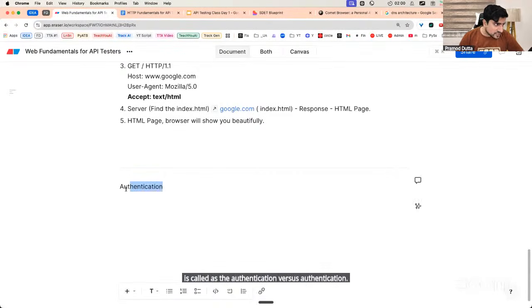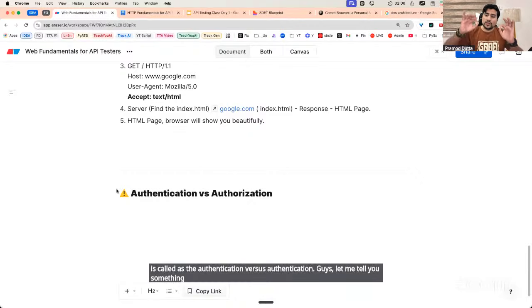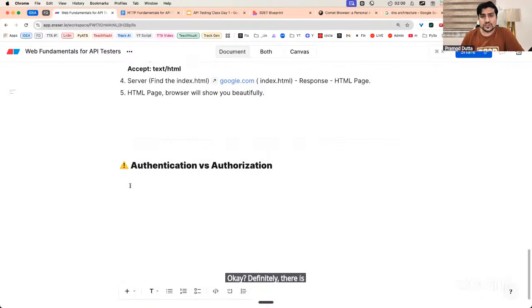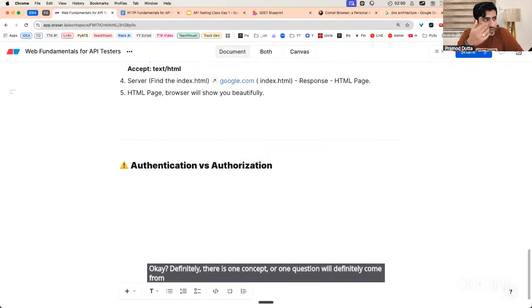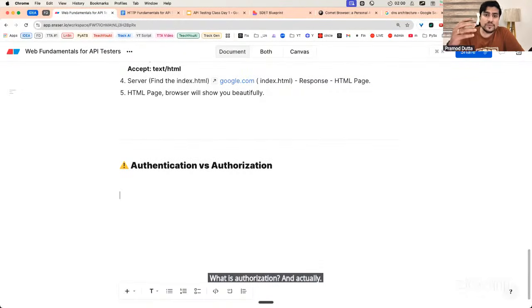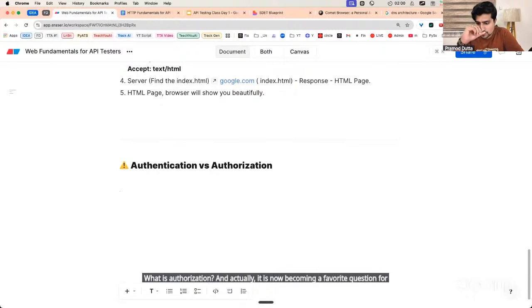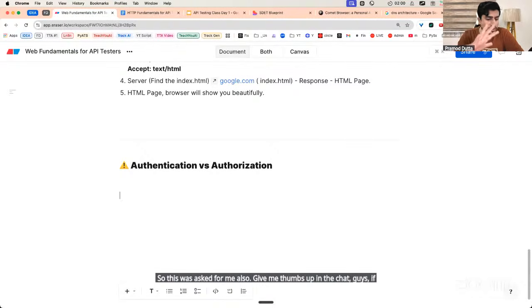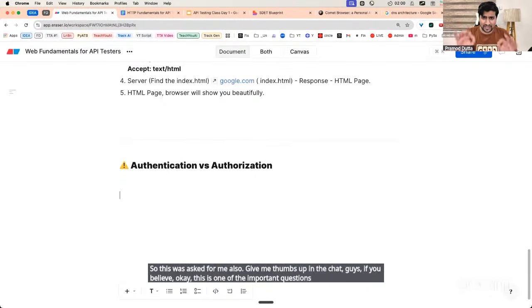authorization. Guys, let me tell you something. One of the interviewer questions will definitely come from this concept: what is authentication, what is authorization. It is now becoming a favorite question for a lot of interviewers, and there are a couple of types of authentication that people start asking about too. This was asked of me also. Give me thumbs up in the chat, guys, if you believe this is an important question. Let me clarify today.